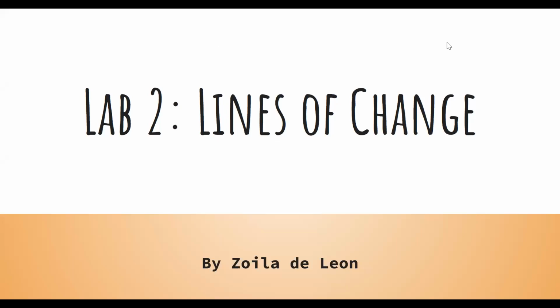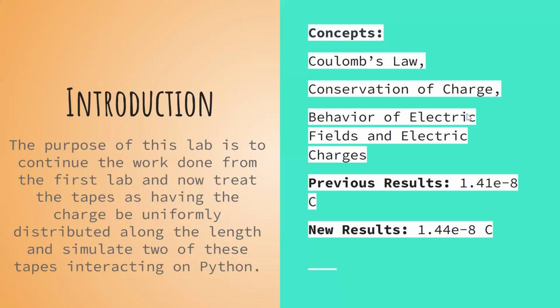Hello, this is Lab 2, Lines of Change. The purpose of this lab is to continue the work done from Lab 1 and then start treating the tapes as having the charge uniformly distributed along the length of the tapes and simulate two of those tapes interacting in Python. Concepts here will be Coulomb's law, conservation of charge, and the behavior of electric fields and electric charges.